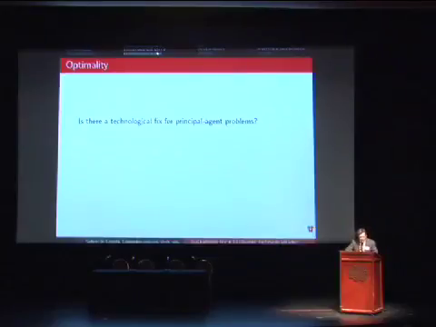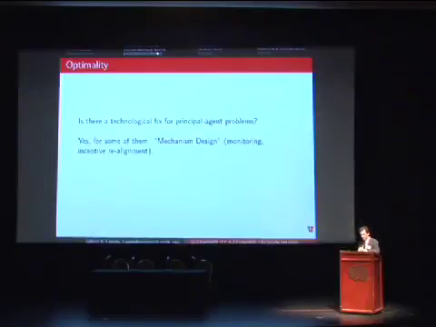So is there a technological fix for principal-agent problems? Well, for some of them, there is. And there's a whole new field of economics called mechanism design, which is an attempt to try to come up with fixes. Monitoring, incentive realignment. I can assure you that lots of people on Wall Street are wondering how to more appropriately align the incentives of the managers with the stockholders so that the stockholders don't lose all their investments like they did in many banks and financial institutions.